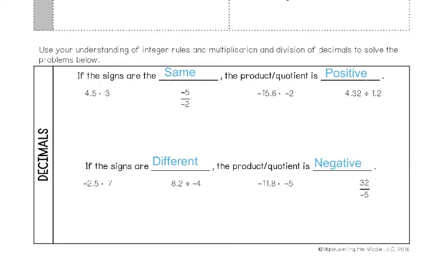I would like you to try these on your own without a calculator. Remember, the first thing you should do is try to figure out what the sign is going to be. So for this one, I know it's going to be positive, so I would do that and then multiply it out using your multiplication rules for decimals. Same for one like this. You would divide. You know that the answer is going to be negative, and then you divide like normal.